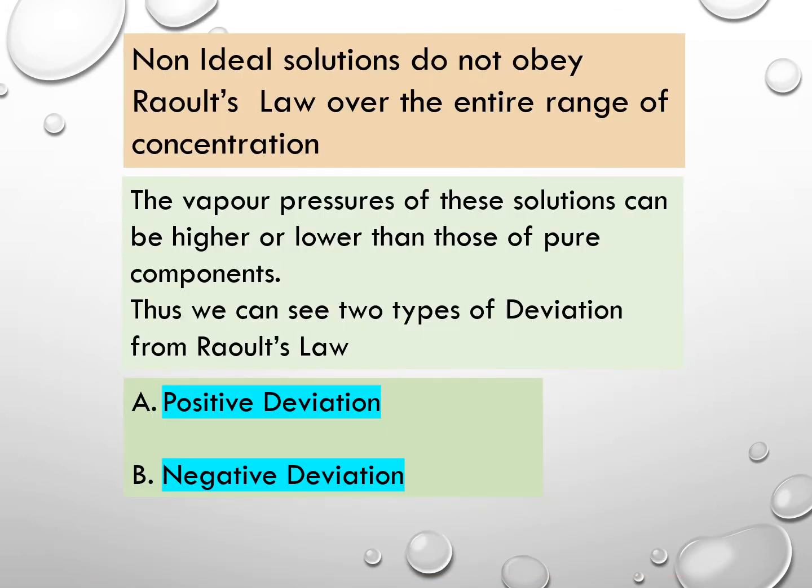But when you have a non-ideal solution, it does not obey Raoult's law over the entire range of concentration. So there you will see a slight change in their vapor pressure. Either the vapor pressure may be more or it can be less. That is, these solutions can show higher or lower vapor pressure than their pure components or expected results. So here we can see there are two deviations: one is a positive deviation and the other is a negative deviation.